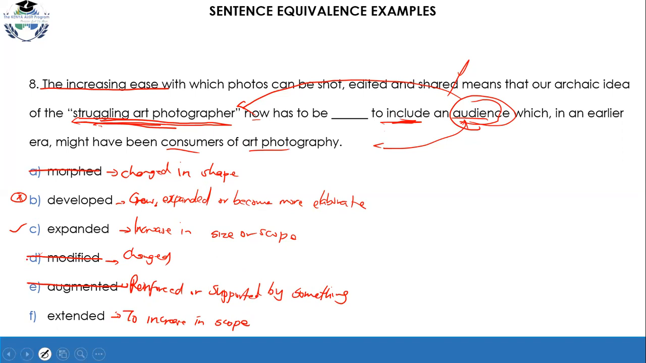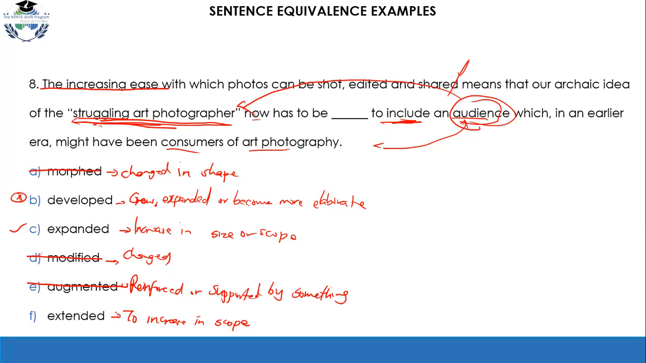So let's now look at this. We have three possible answers: developed, expanded, and extended. Which one do we eliminate and why? I want to hear from one of us. Which answer would you eliminate here and why? Let me have a trial from anyone. What do you think we should eliminate?